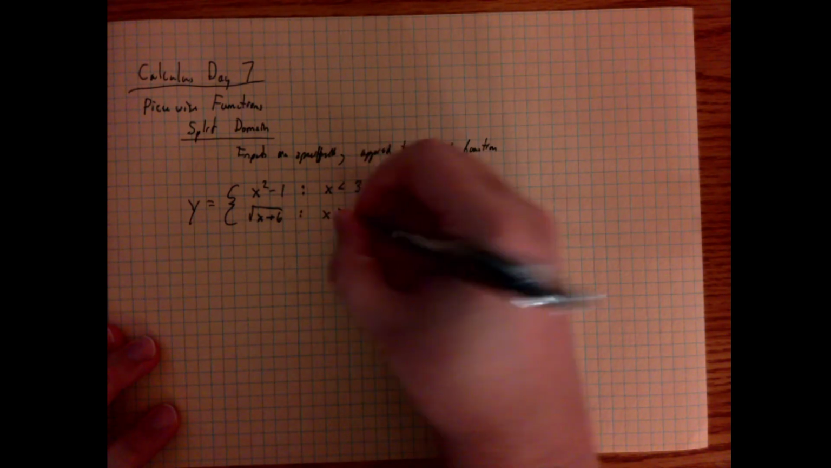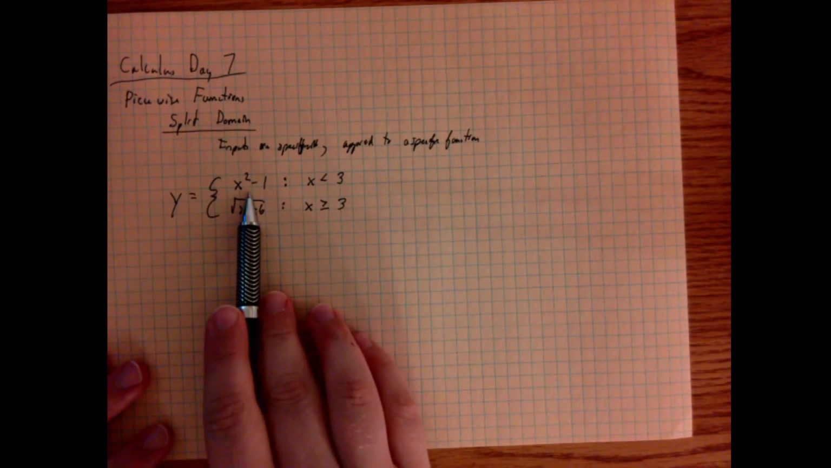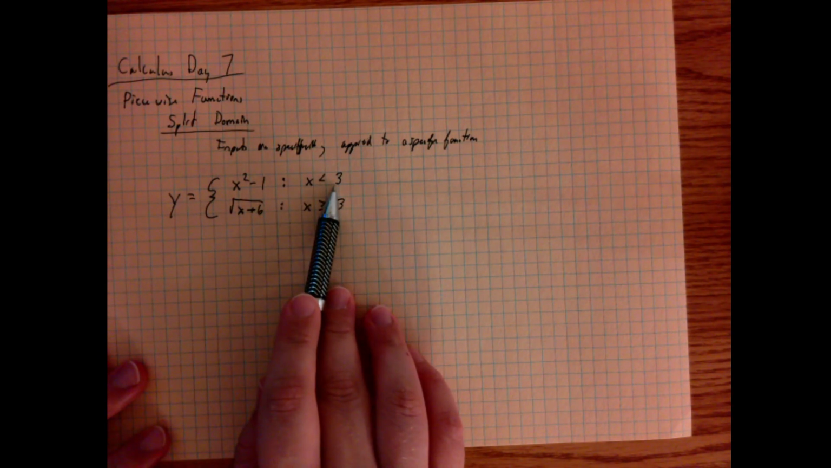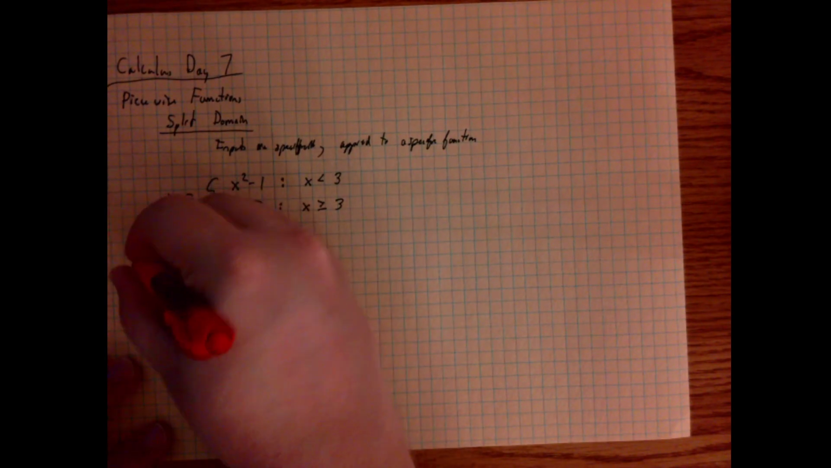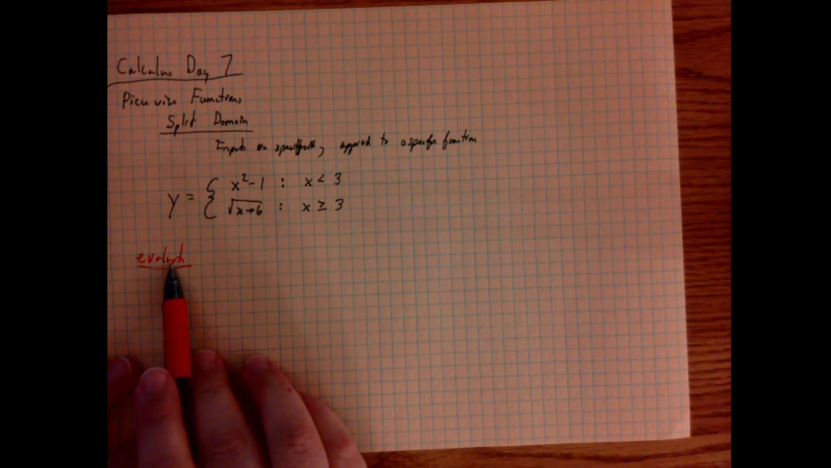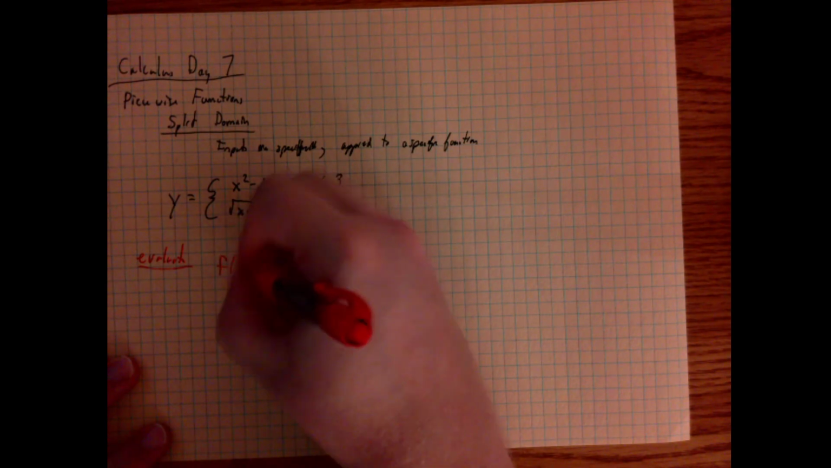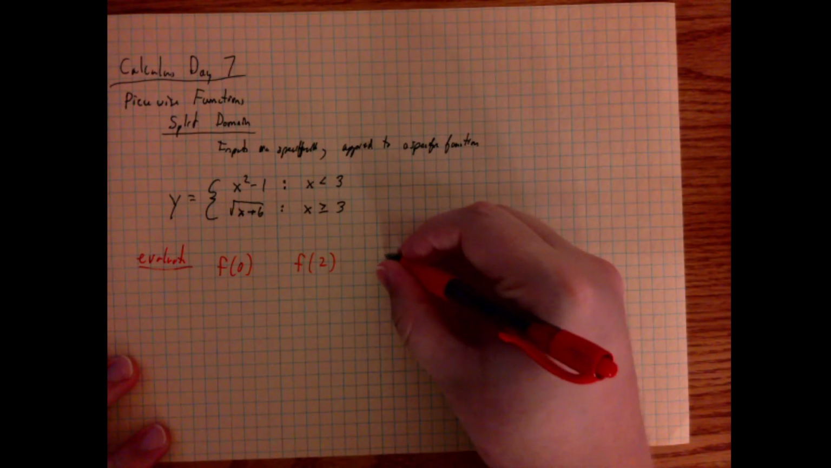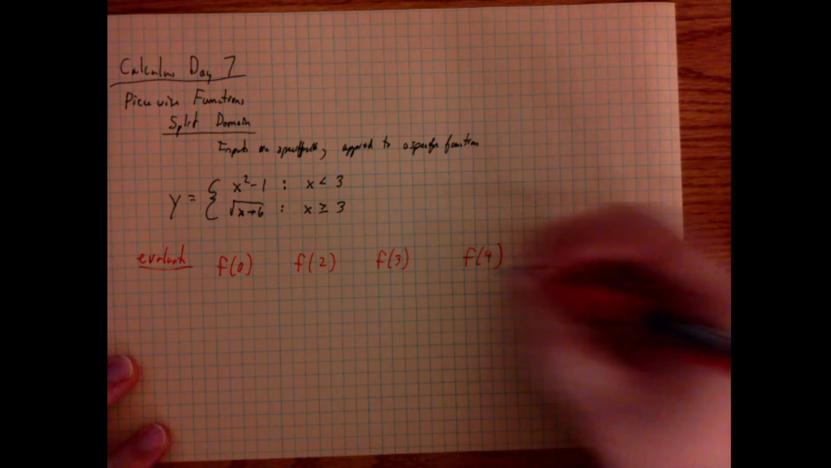x is greater than or equal to 3. So what this means is the top function is the function you should apply if your number is less than 3. So for example, if I look at this function, how would I evaluate? Remember, evaluate means to plug in. Let's give a couple examples here. What if I ask about f of 0, f of 2, f of 3, and f of 4?